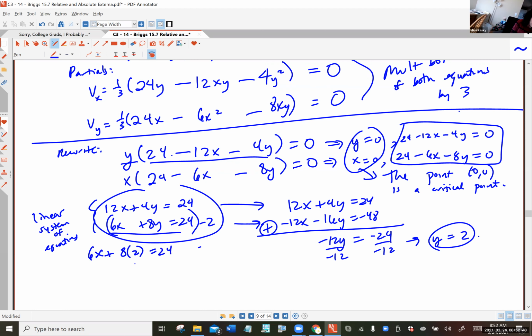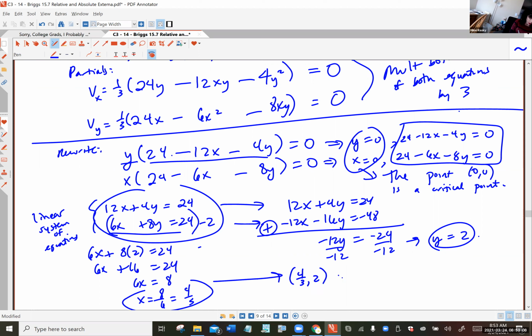So I'll get 6x plus 16 equals 24. And then if I subtract 16 from both sides, I get 6x equals 8. And then divide both sides by 6, reduce to lowest terms, and I get x equals 4/3. So what I'm saying here is the point (4/3, 2) is a critical point. Now, is it going to maximize my volume? Like, don't guess. Like, I don't know, probably. It looks good to me.